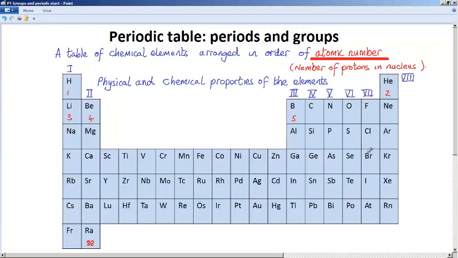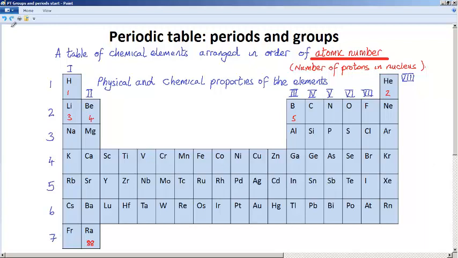And going across the periodic table, we have the periods. So the first period has only 2 elements in it. That's period 1, and then the next period, period 2, has 8, then period 3, then 18, period 4, and period 5, and then we have period 6, and finally at the bottom period 7.